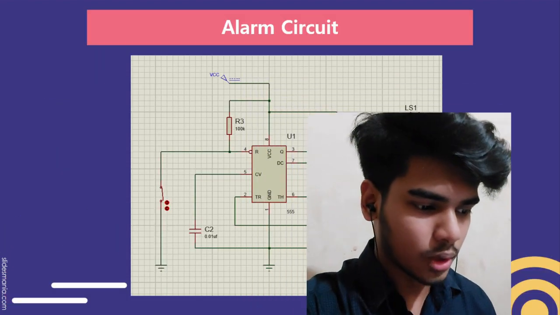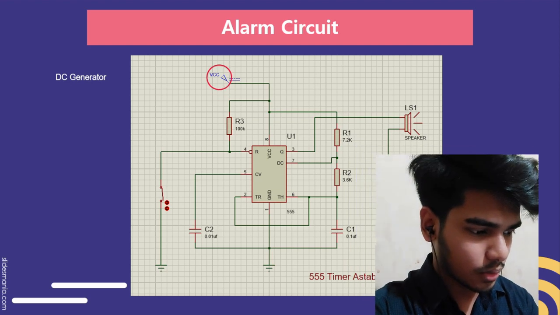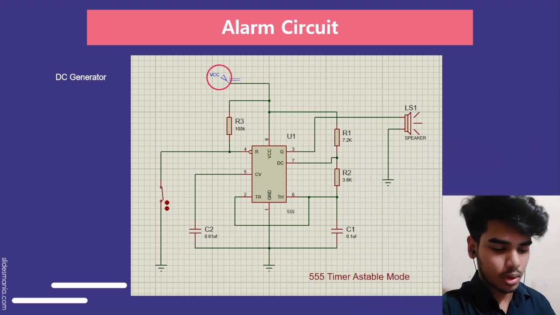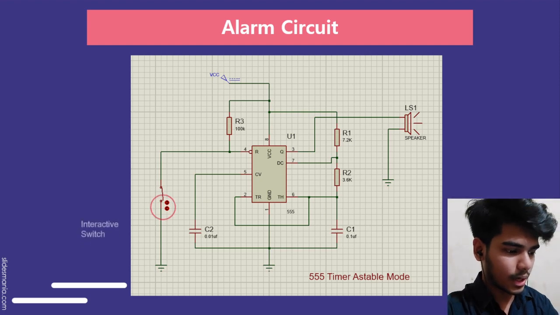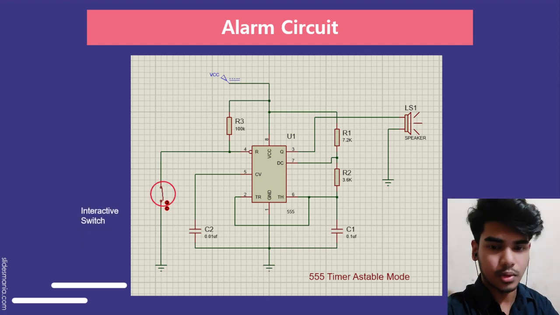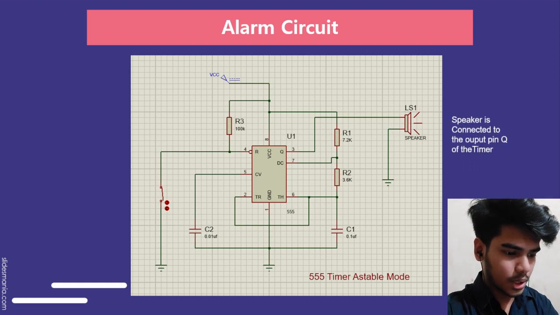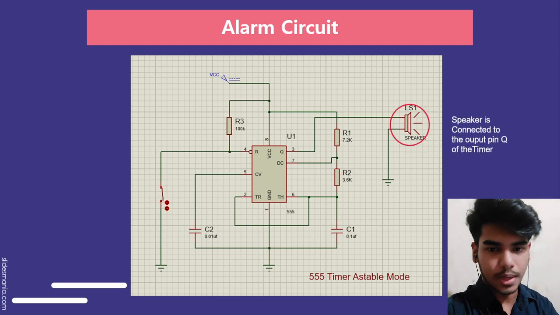So at first, if we look at the circuit, we have a DC generator which is connected to the timer to provide necessary power. Then we have an interactive switch that controls the reset pin of the timer. Then we have a speaker that is connected to the output pin of the timer.